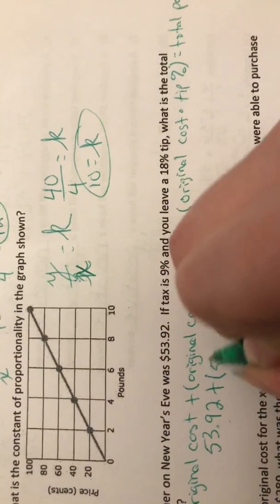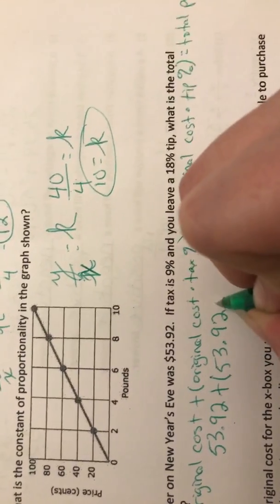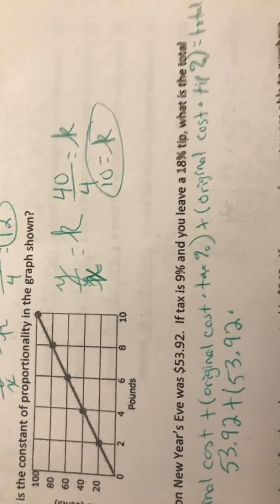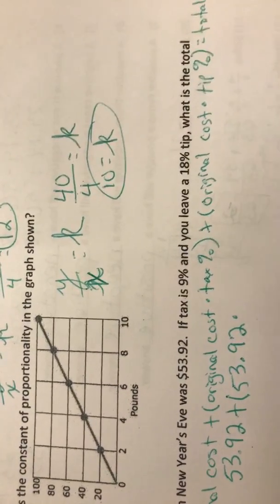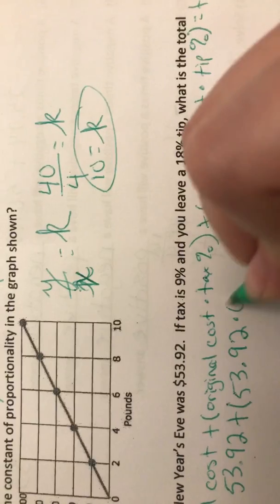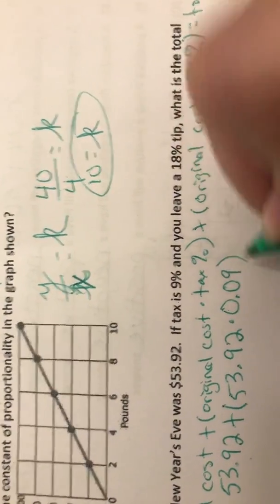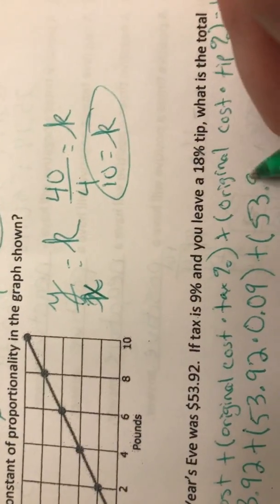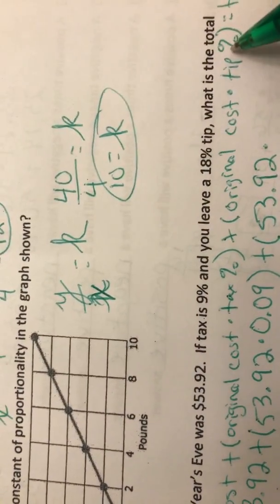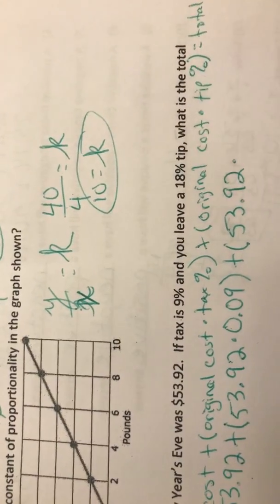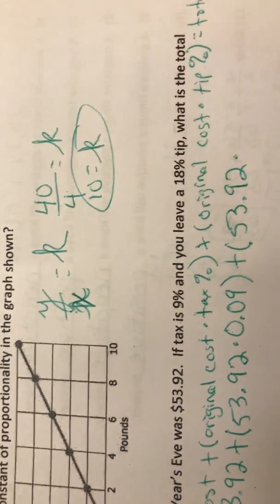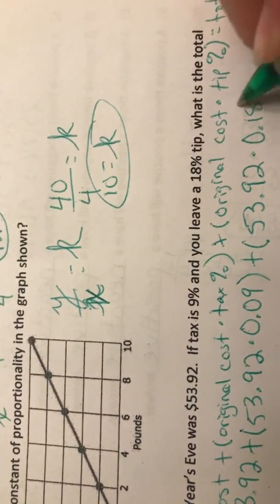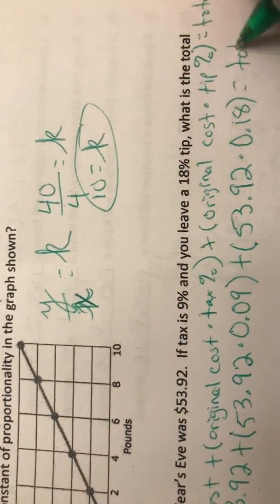My original cost is $53.92 plus, in parentheses, $53.92 times my tax percentage. My tax is 9%, but I have to convert that to a decimal by moving the decimal point 2 places to the left to be able to multiply. So that's 0.09 plus the original cost of $53.92 times my tip percentage. My tip percentage is 18%, and I again have to convert that to a decimal by moving my decimal point 2 places to the left. That gives me 0.18, and that will equal my total paid.